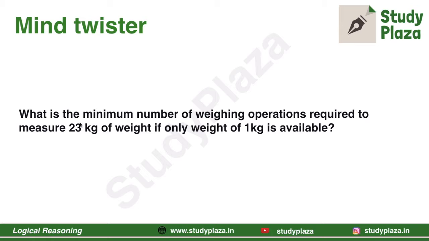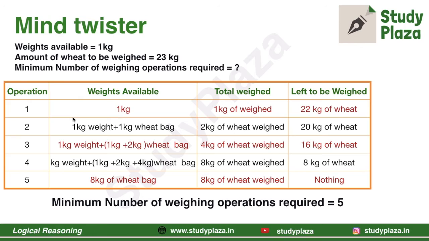And the question is, what is the minimum number of weighing operations required to measure 23 kg of weights if only one weight of 1 kg is available? To solve this question, let us make this table with columns operations, weights available, total weight and left to be weighed. So in the first operation, the weight available is 1 kg. So we will weigh 1 kg of wheat. So the amount which is left to be weighed will be 22 kg of wheat.